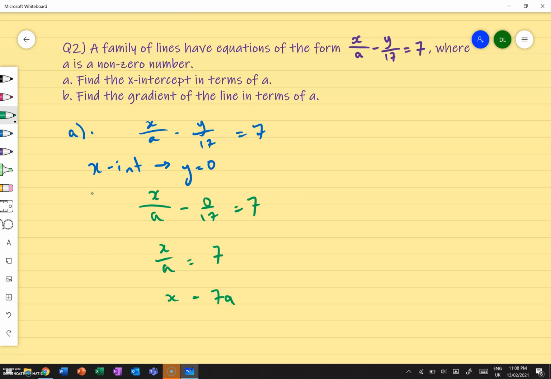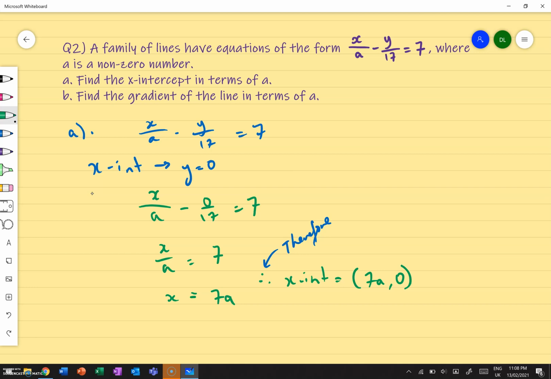Now it says find the x-intercept. That is not actually the x-intercept. That is an equation or a value. For the x-intercept, I'm going to write therefore. That's what those three dots mean, by the way. Therefore, the point we have is x-int equals (7a, 0). Okay, so that's part A.